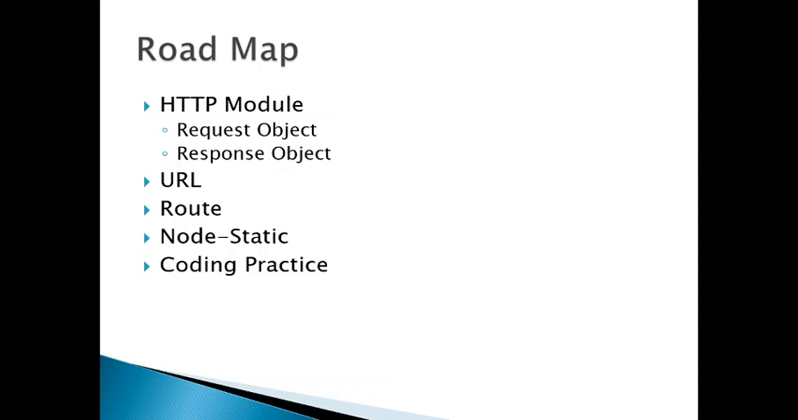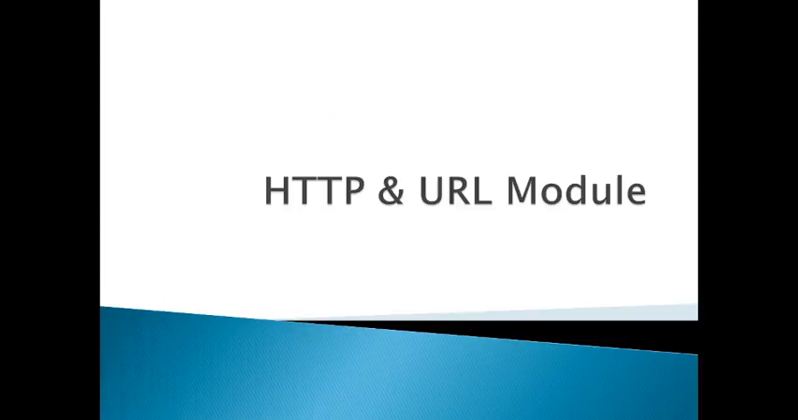In the first part, we will see the HTTP URL and route module part. The second part will be related to the node static, and the third part will be a coding practice as usual. So let's start. First, we will see the HTTP and URL module.